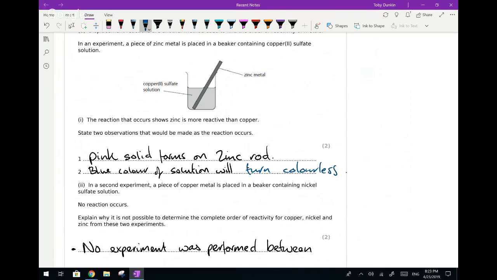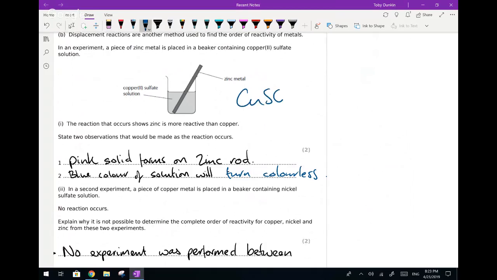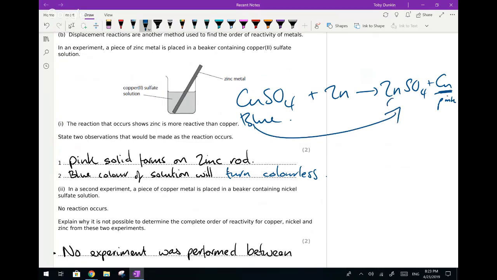Yeah. The reason being is the copper sulfate there is blue. And that reacts with the zinc to form colorless zinc sulfate and pink copper metal. And the blue color vanishes to go colorless solution. And the silver metal turns pink.